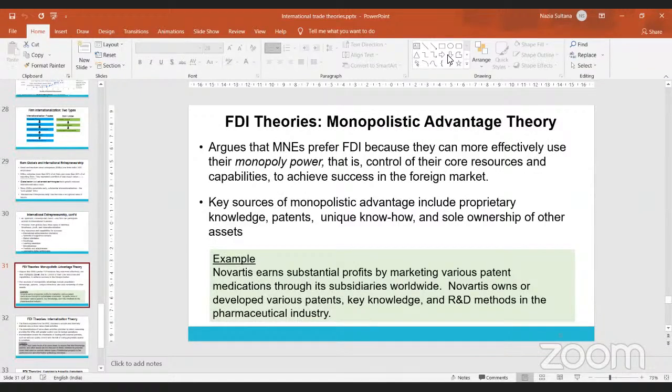You are the sole owner of all this. So now you can invite companies to invest in you because you are the only person who has got the patent or the knowledge or IPR in that particular industry. Like the example given here is about Novartis, where there are many global investors who invest in Novartis, and these people invest because Novartis has got monopoly power in pharma, in terms of patents, in terms of knowledge that they have, R&D that they do. They have a lot of expertise in that particular area.